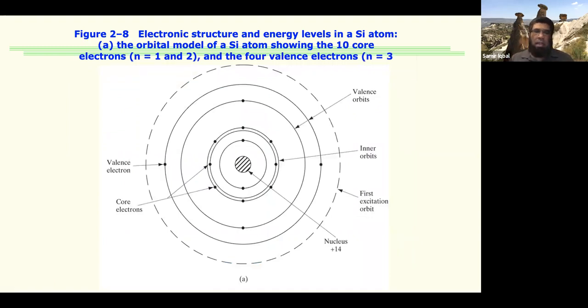In one atom, you have nucleus and then you have electrons going around. And this figure is just showing that you have 14 protons in the nucleus. So you have 14 electrons around it, right? For silicon. So you can place them 2 in the first orbit, then 8 in the second orbit.